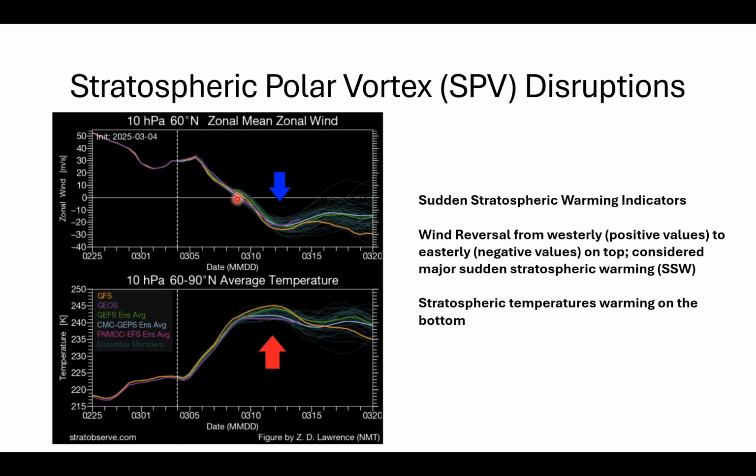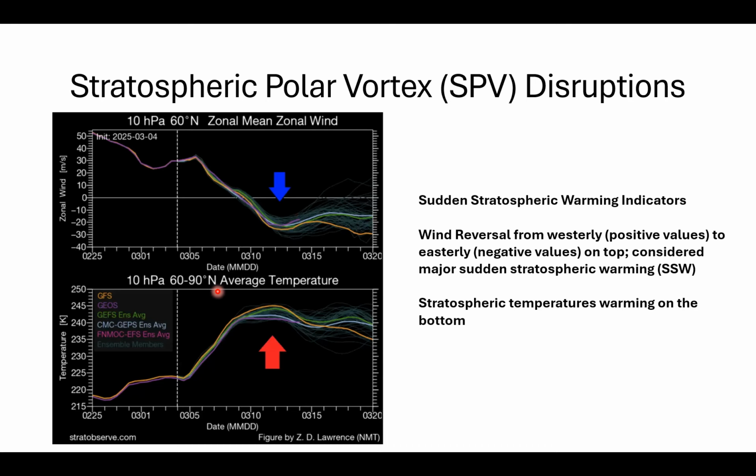And if these lines dip into negative territory below this horizontal zero line, that indicates a wind reversal from west to east. So westerly winds are associated with positive values for the zonal mean zonal winds, and negative values represent a change in direction to easterly in the stratosphere at the pole. This is associated with a major sudden stratospheric warming. It dips down into negative territory. Now, all these different color lines represent different weather models, but you can see what happened here. And this occurred between, it looks like, March 10th and March 15th in this particular year.